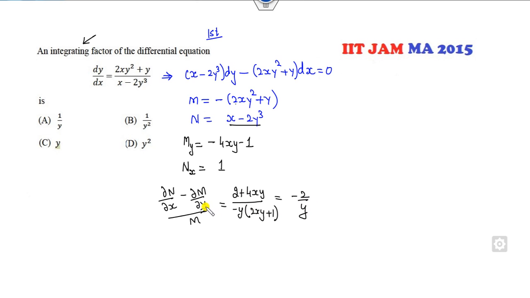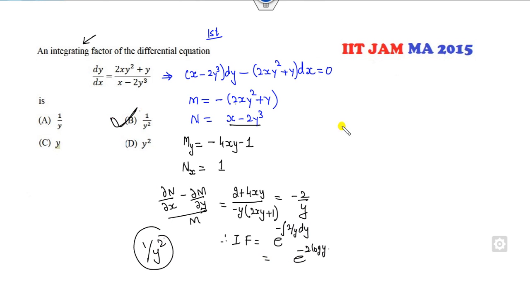Fine. Because now I have divided by M. So what is the integrating factor? The integrating factor is e raised to the power of minus the integration of 2 over y dy. So what is the answer of this? It is 2 log of y. So that means 1 over y square is the right answer of this problem. This is the first method.